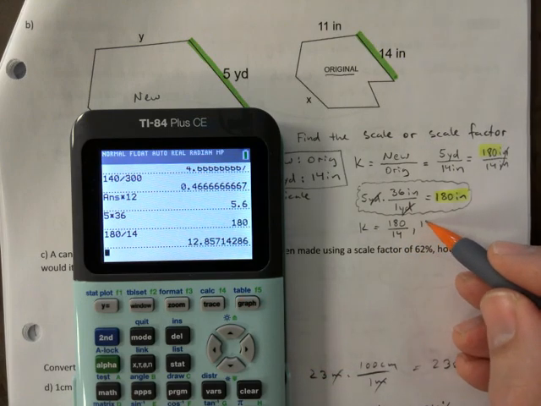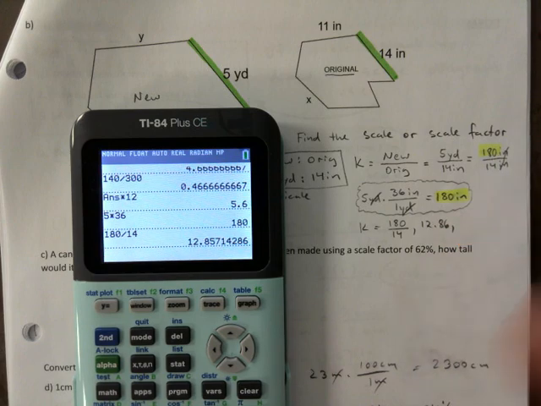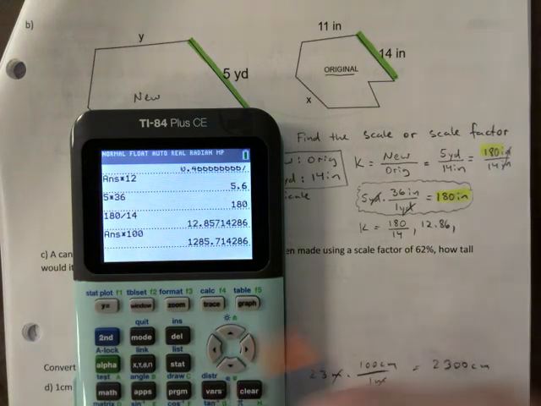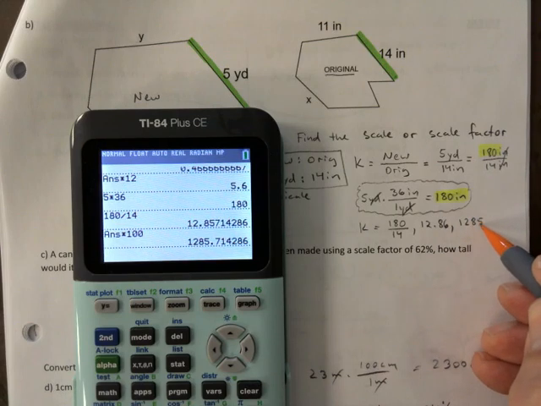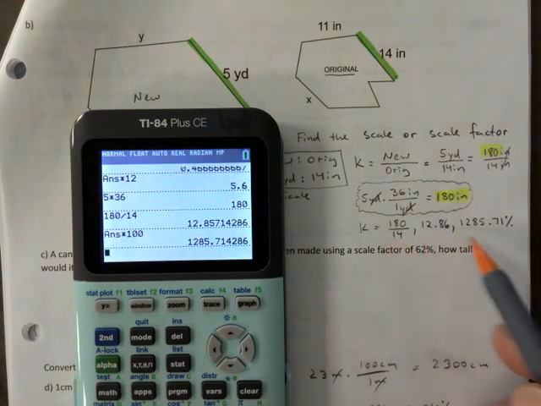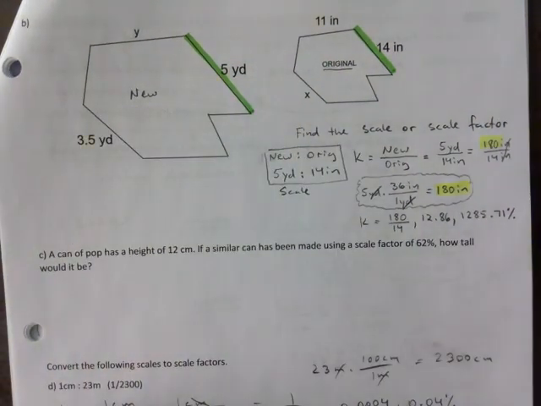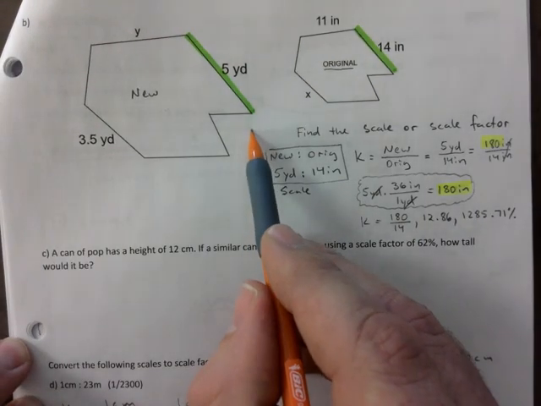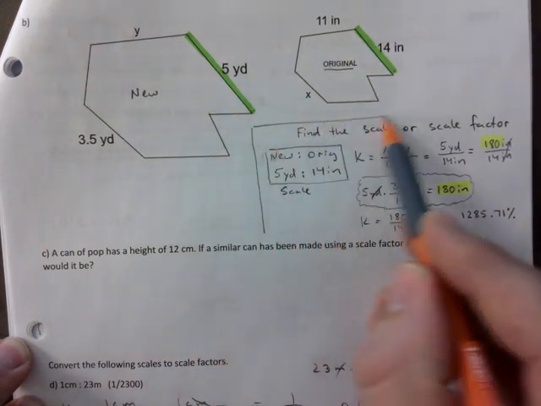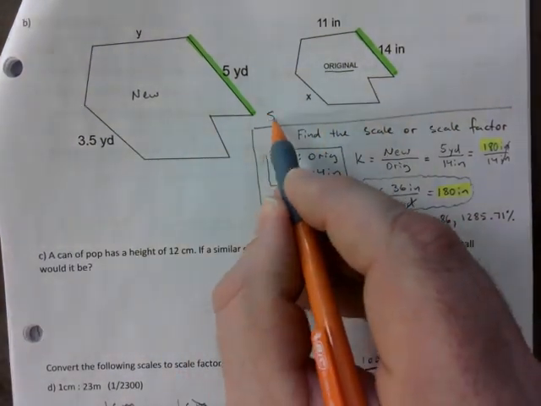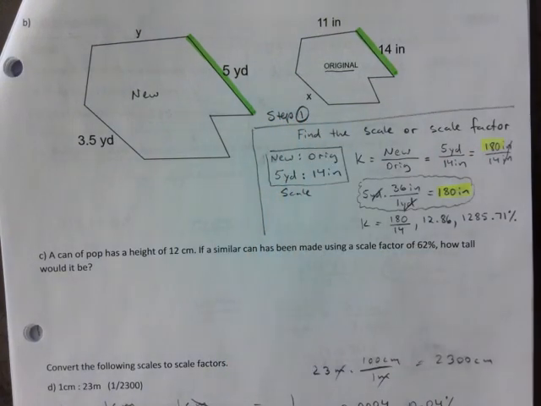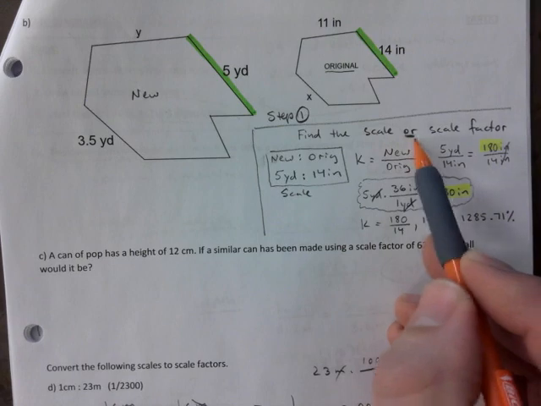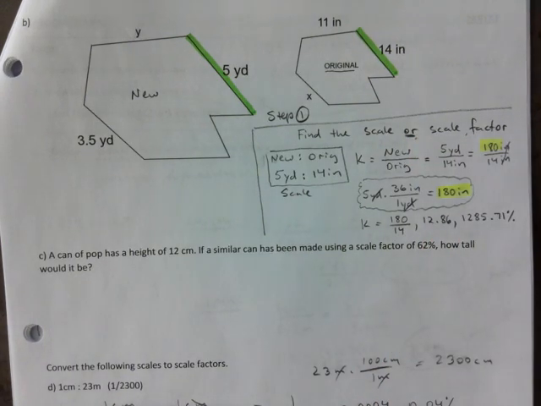And then divided would be 12.86, and as a percent, this would be 1,285.71%. If you wanted to state it in all three formats, that's how you would do it. So this is a very important step, right? That would be step number 1. But notice that I did say scale or scale factor, because it didn't ask specifically for you to figure that out.